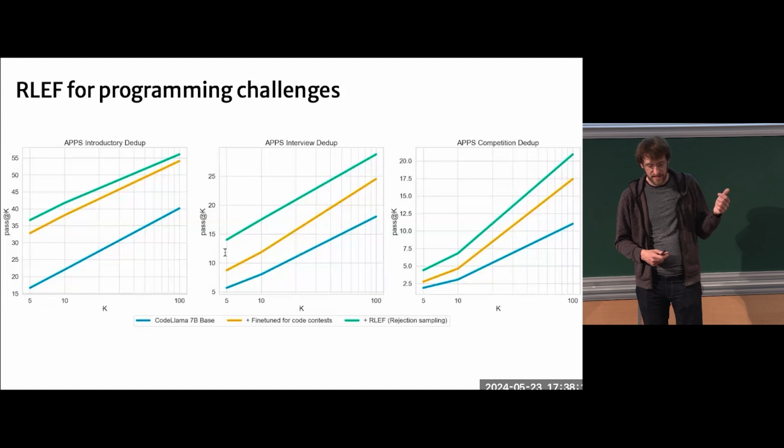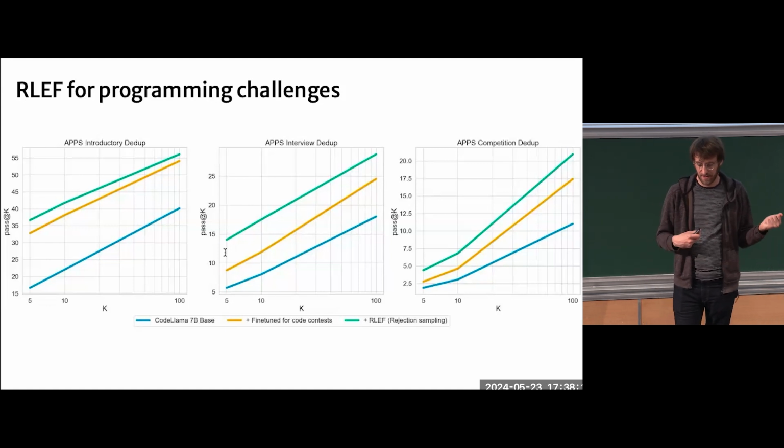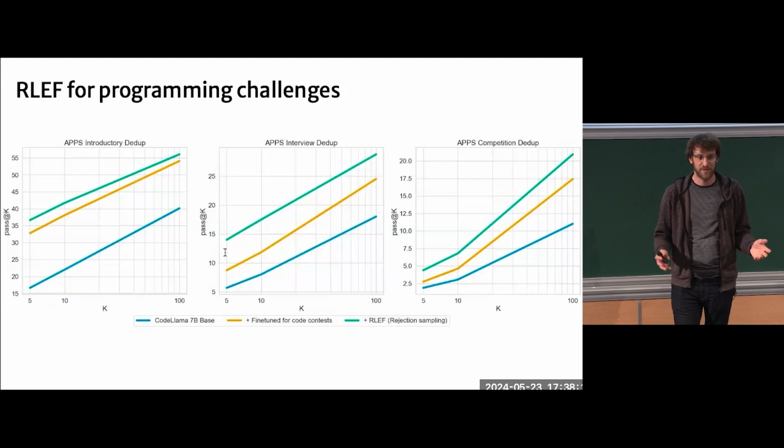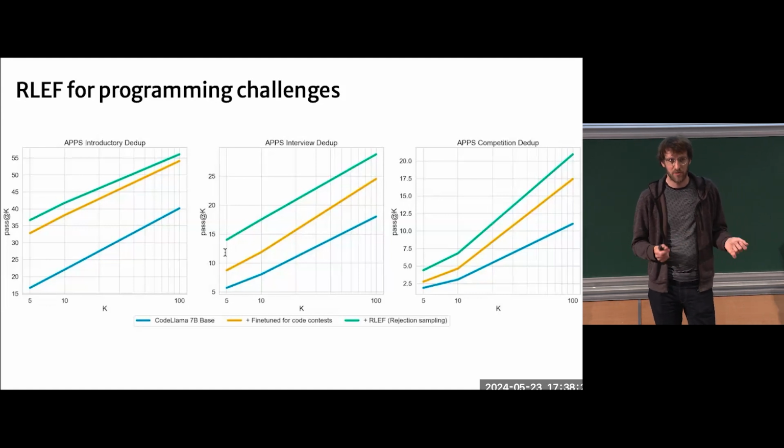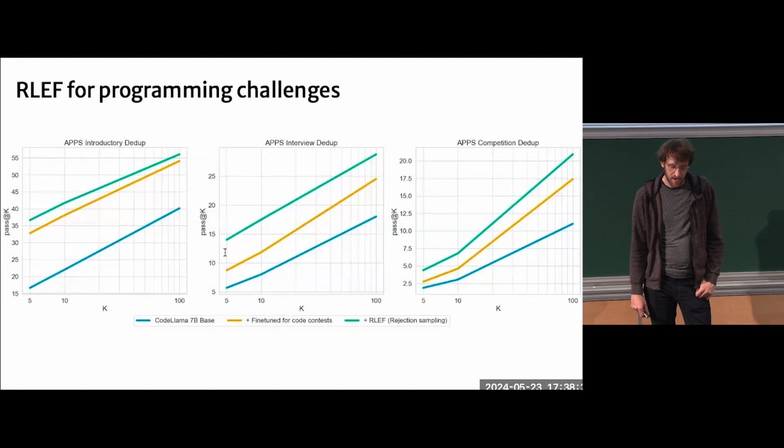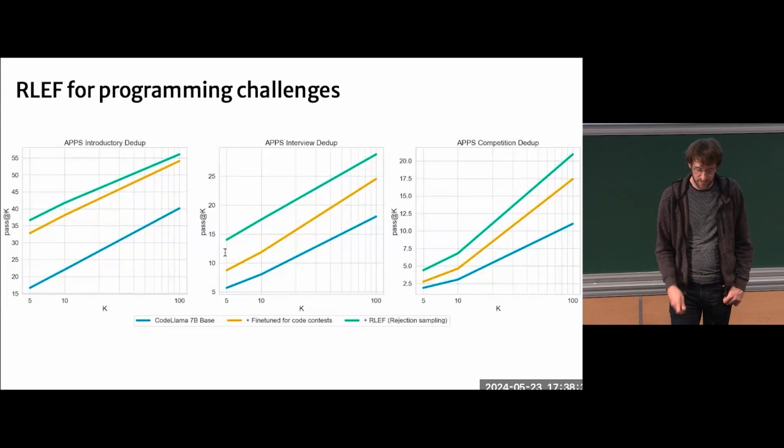And then the line on top of that is when, on the train set, we do 100 generations, and we train the model exactly the same way as we do RLHF, but with this feedback. So you get this boost, this improvement over the already fine-tuned and converged solution.